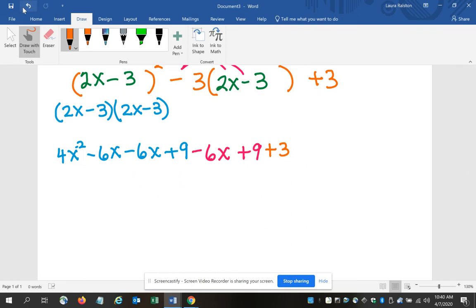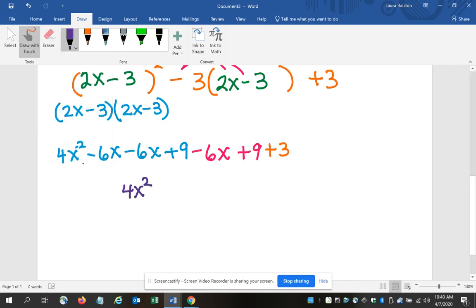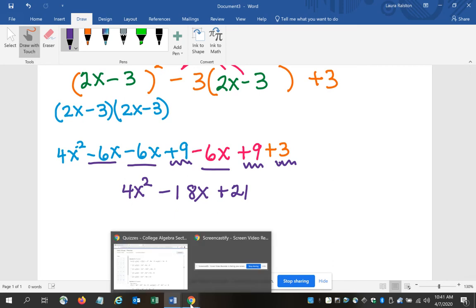The last step is to combine like terms. I have nothing to pair with my 4x squared. But I have minus 6x, minus 6x, minus 6x. 6 and 6 make 12, and 6 more make 18, so I have negative 18x. I have plus 9, plus 9, plus 3. 9 plus 9 is 18, plus 3 is 21. So the answer is 4x squared minus 18x plus 21.